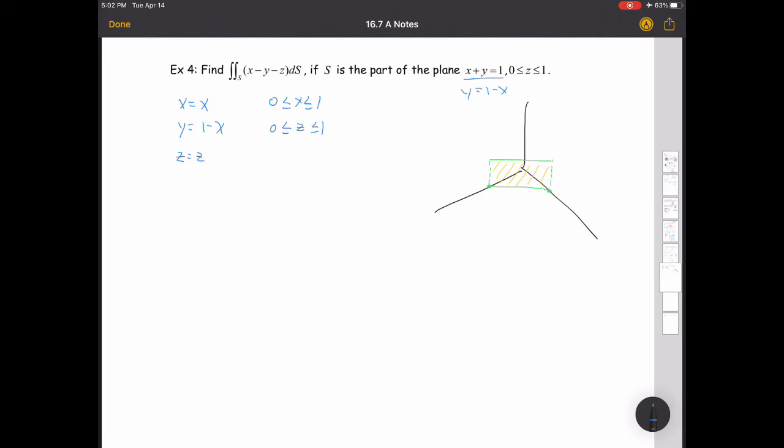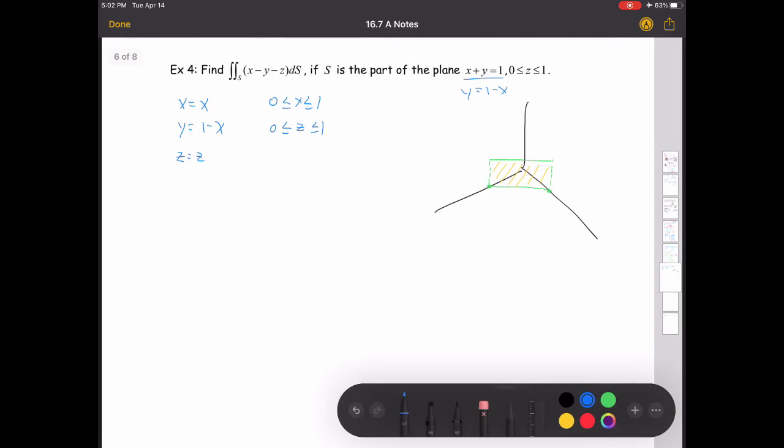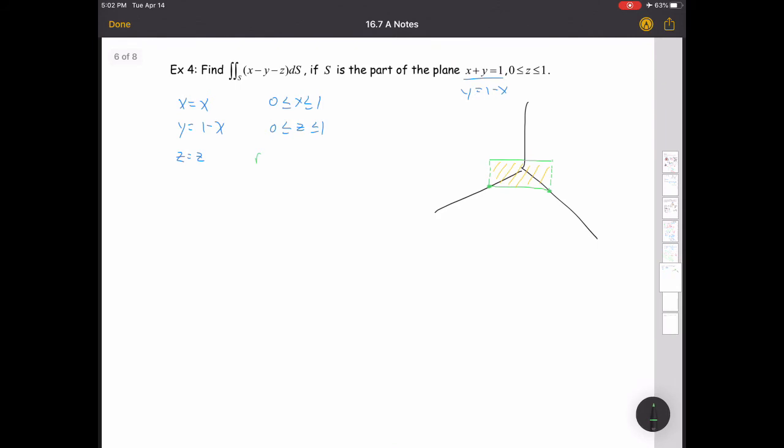So that's really nice right there. So we've parameterized it. We know that when we reduce this from the dS into the dA, we're going to need to do this in terms of the cross product. So let's see, we're going to need r sub x. So I guess I should probably write r. I'll write r over here.